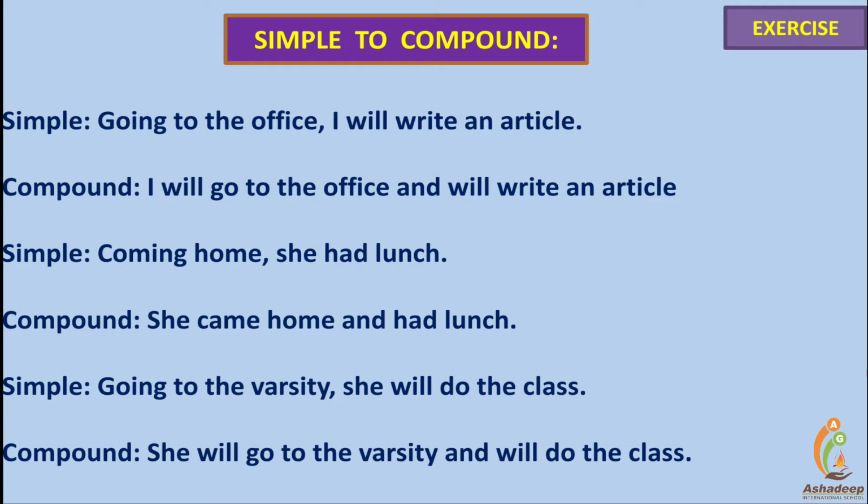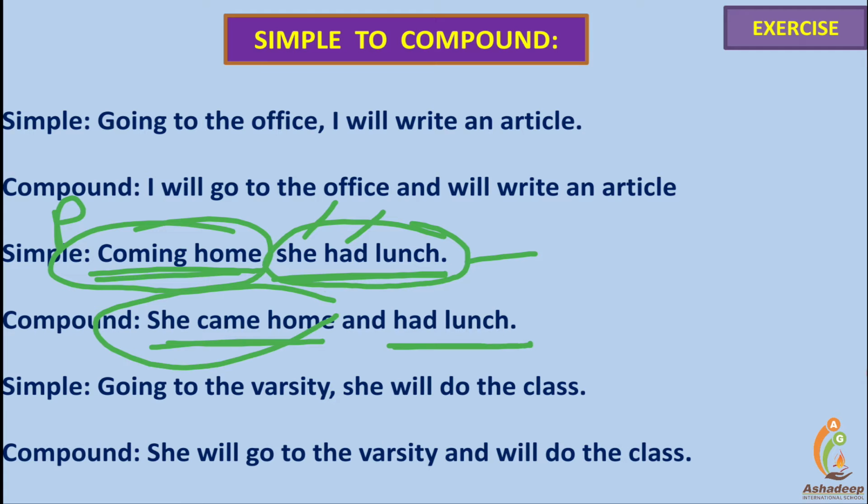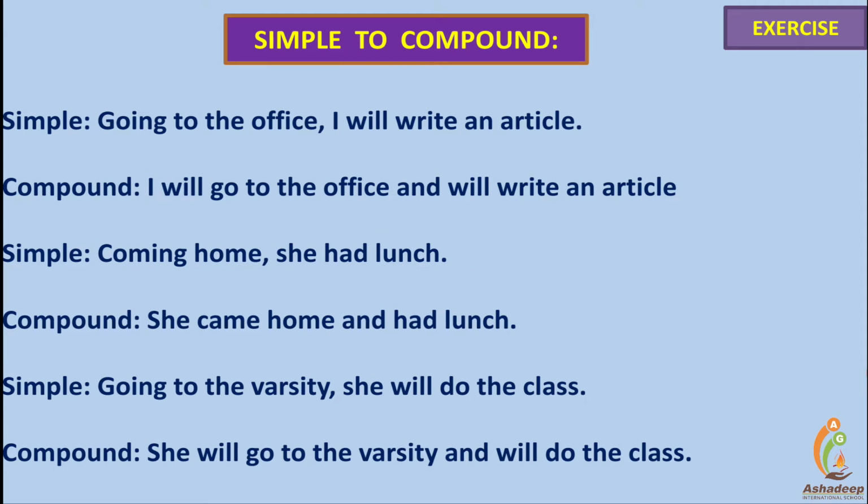The second one: Coming home, she had lunch. Coming home is a phrase. She had lunch is a sentence, a clause. It has a subject, she, and verb, had. While coming home is a phrase. Now let us convert this phrase into a sentence. She came home and had lunch. Here it has two sentences. Automatically it is connected with and, so she is applied here automatically. Joined with and.